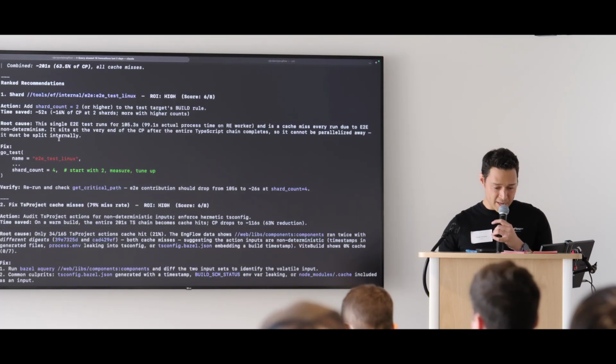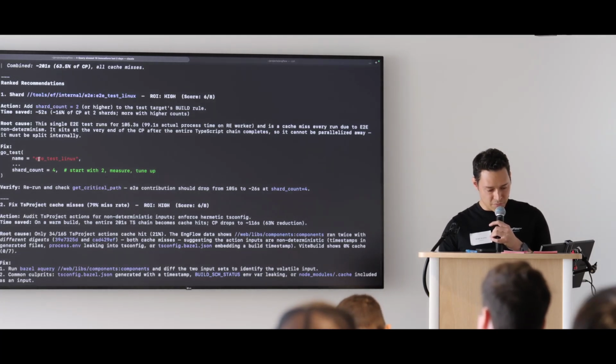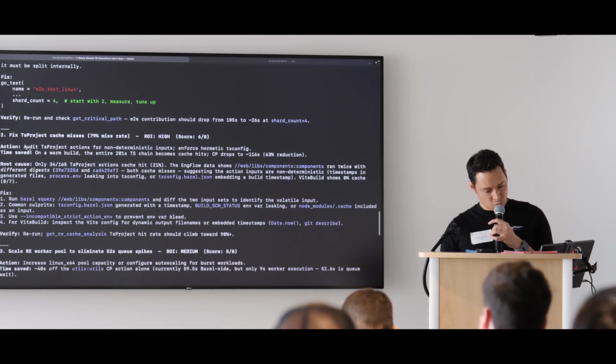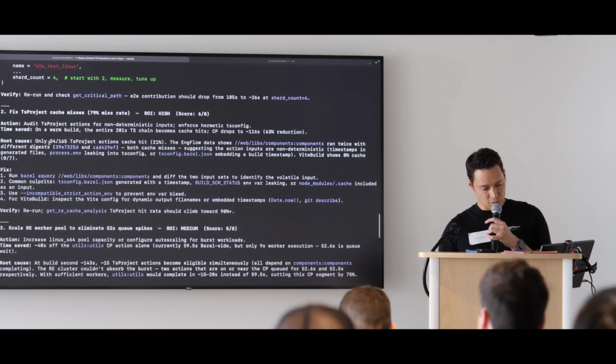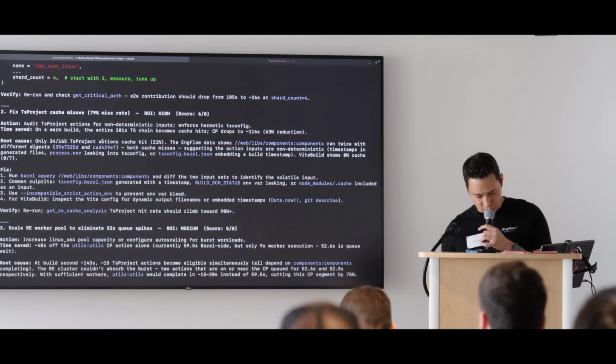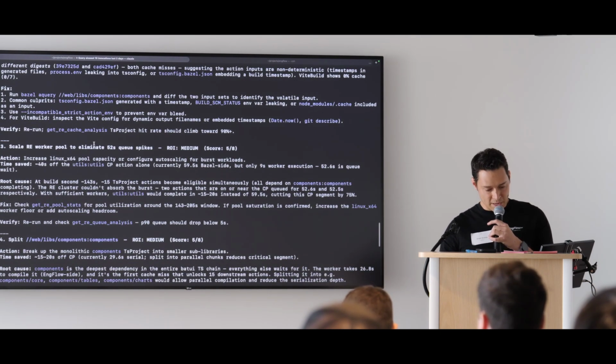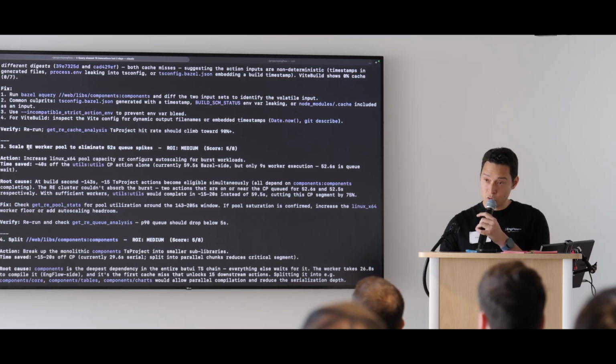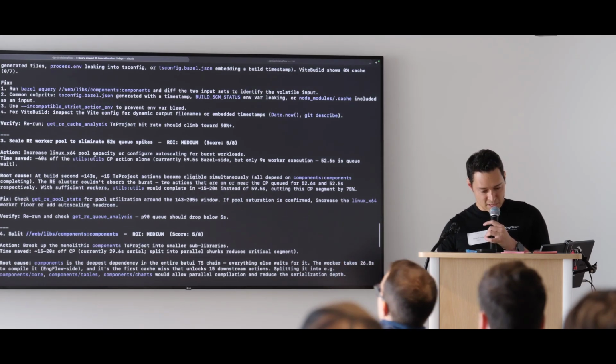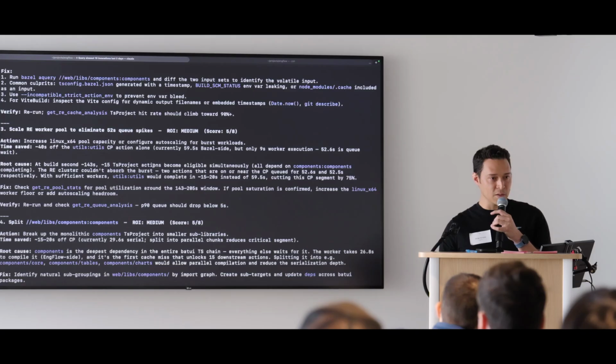So in this case, one very easy one was, hey, why don't you just shard this one and then you cut the critical path? And then it's telling me what the fix actually looks like. The other one is fix the TypeScript project cache misses, because we are having those extremely high. And then it's also telling me the root cause of that. So this is helping me on that level. And then it's giving me other information about the remote execution worker pool, because this was actually at full capacity at the moment that I was running.